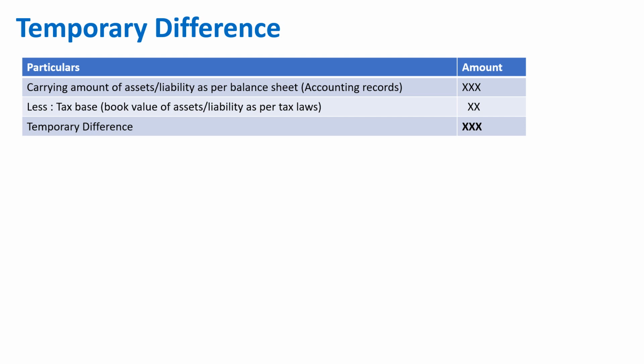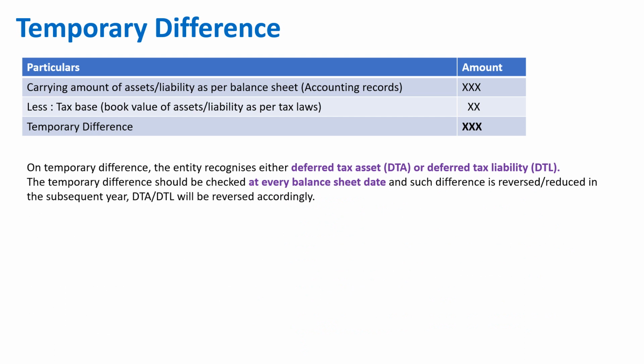Now the question is, why is this temporary difference very important? Because on temporary difference, the entity recognizes deferred tax asset or deferred tax liability. And this temporary difference should be checked at every balance sheet date, and such difference is reversed or reduced in subsequent years, and deferred tax is to be reversed accordingly.